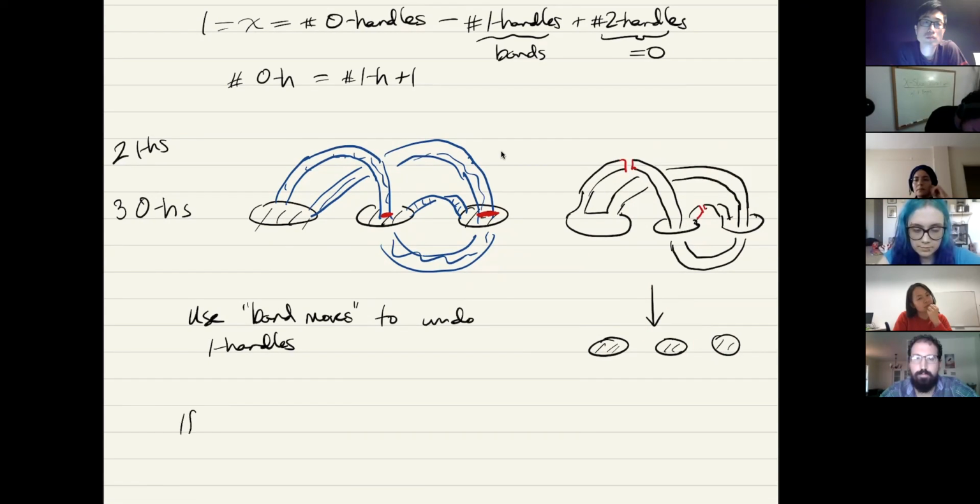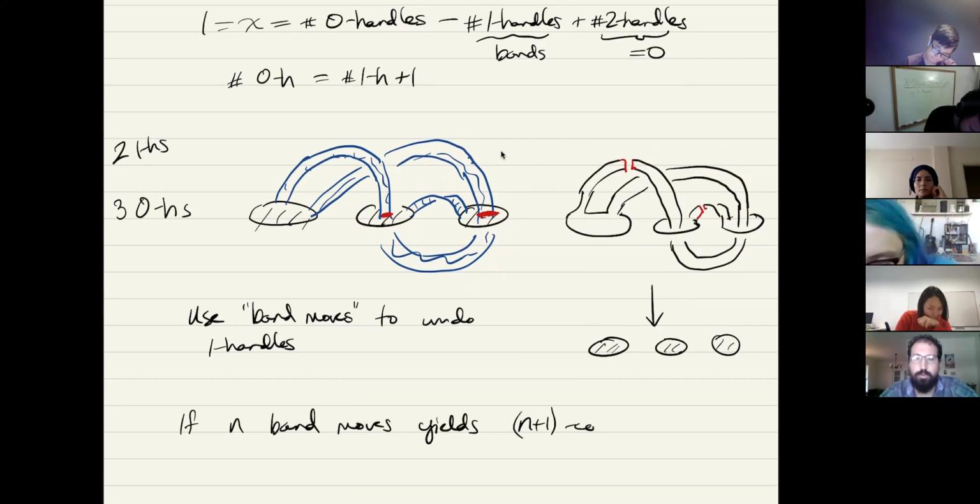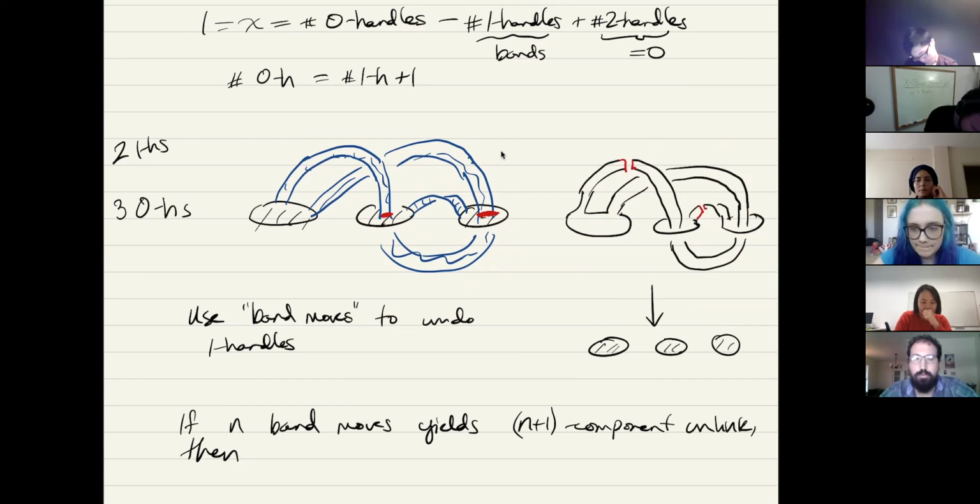So in general, if n band moves yields an (n+1)-component unlink, then the link bounds an Euler characteristic 1 surface.